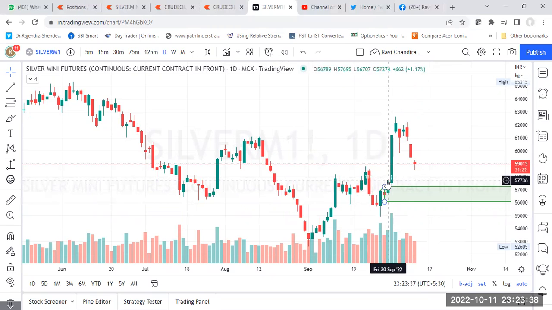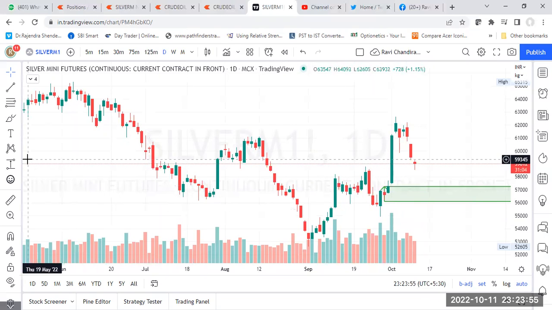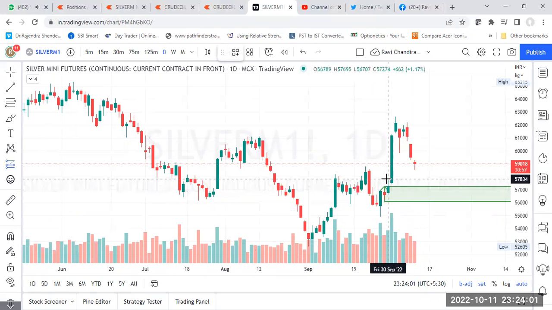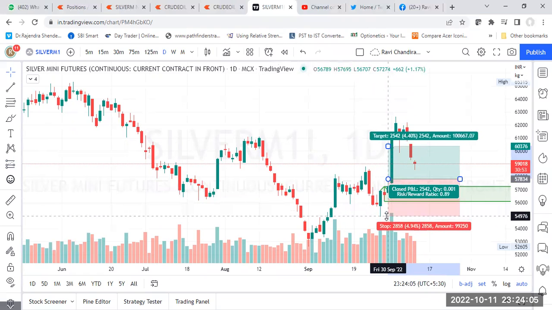So my entry will be 57,736. My stop loss will be below this, so about 54,811. So if you take this, this is the stop loss, and I will be looking at a profit potential of at least 2:1. So here is how it will look. So here is my potential entry point. Here is my stop loss.